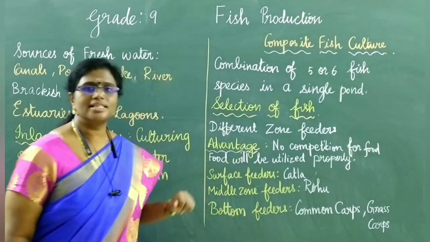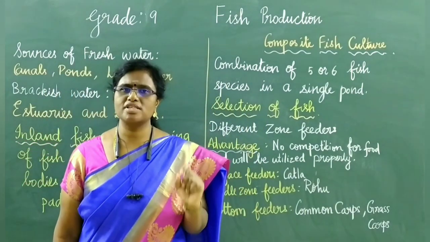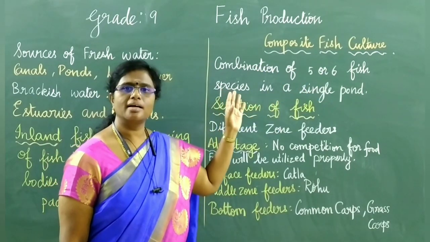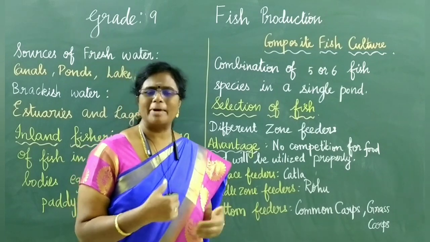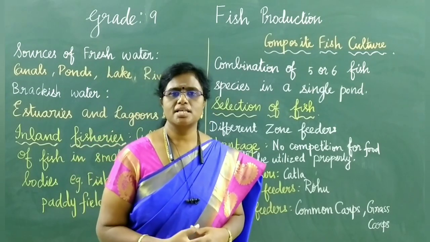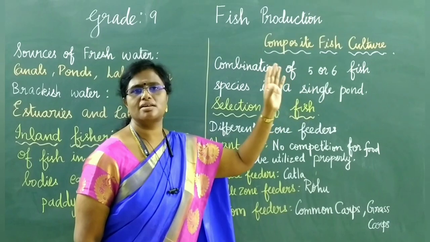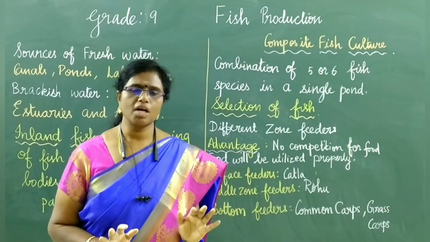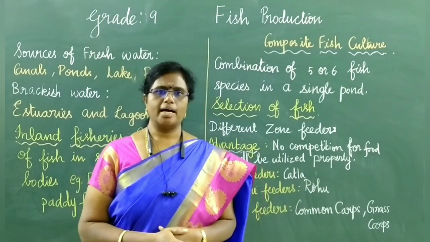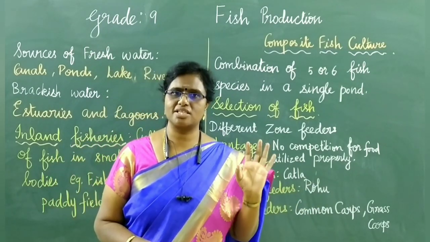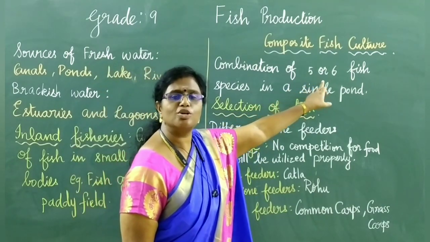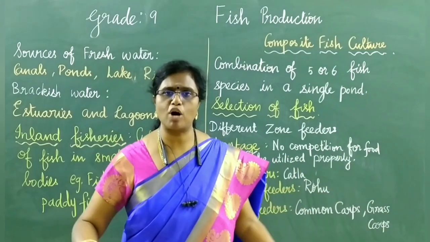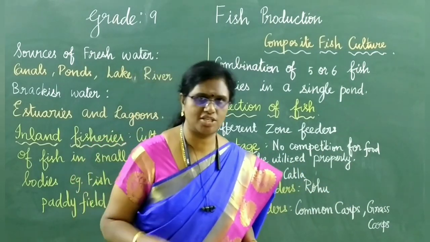The next one is a very interesting topic, composite fish culture. So what is composite fish culture? Composite means many different species of fishes. 5 to 6 fish species are taken and grown in a small pond or a place where there is water. Actually, how we have to select these fish? So I said already, it is 5 to 6 species. Different varieties of fish are bred in the same water. So how to select that fish?